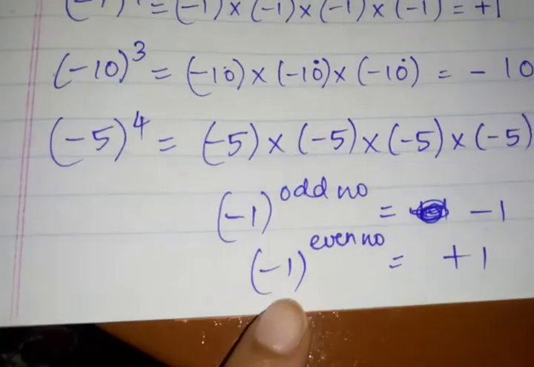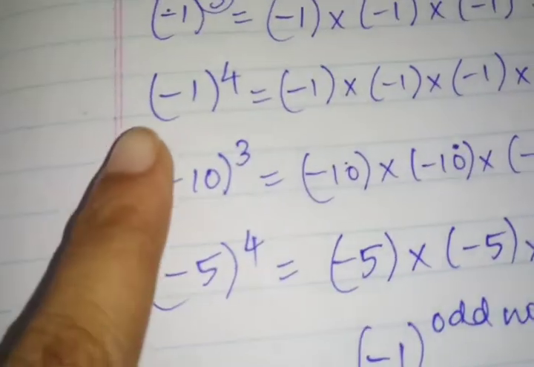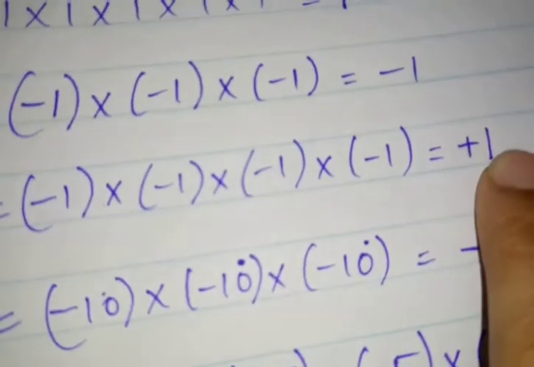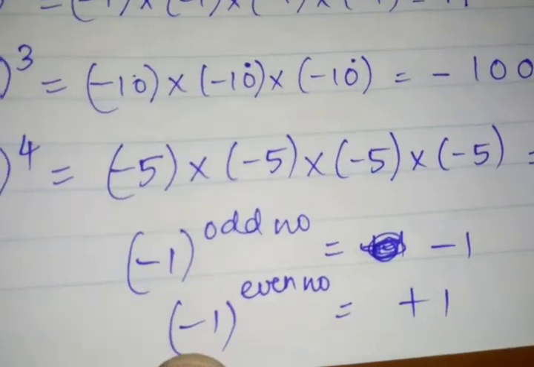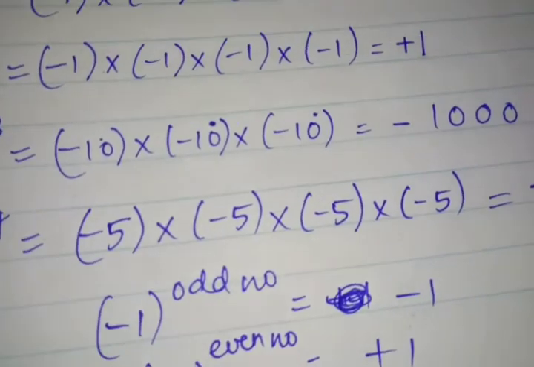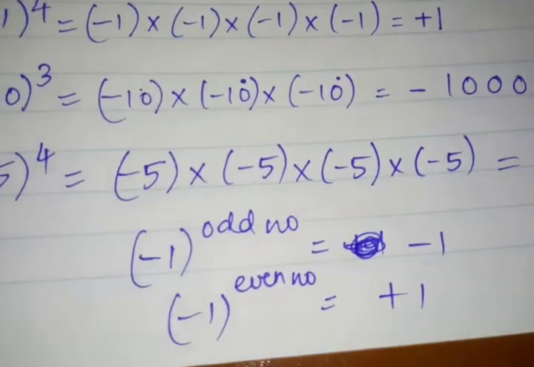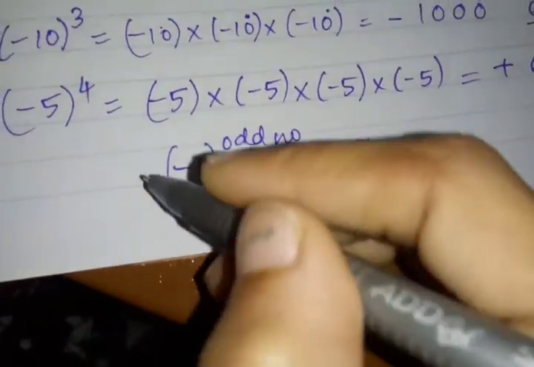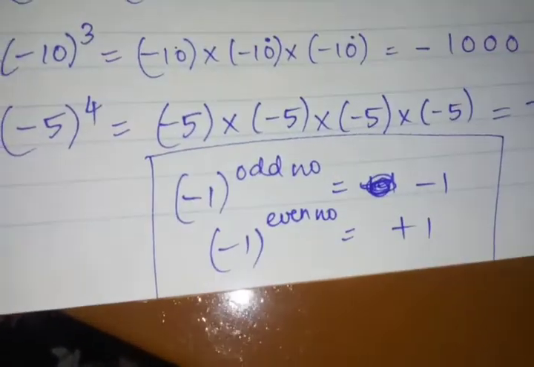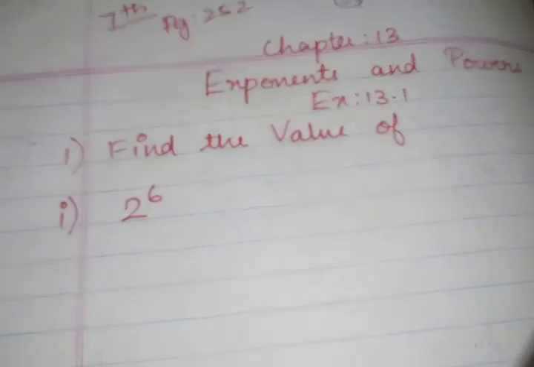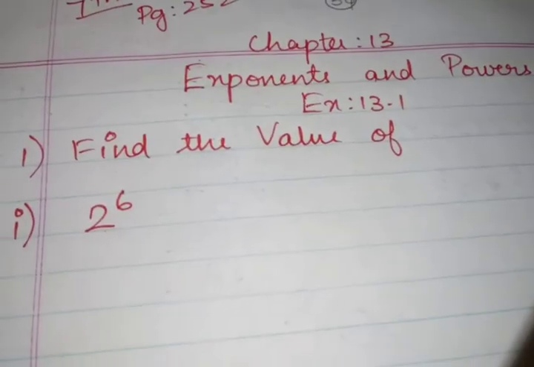This is one of the rules. Minus 1 the whole power even number. See, minus 1 the whole power 4. 4 is an even number only, no? The answer is plus 1. So when you are multiplying minus 1 the whole power even number, you will get the answer as plus 1. So this is your important rule. Even if you go to the higher classes, it is very much important. Understood, children?